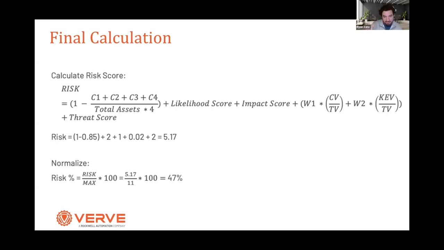Likelihood impact score, so again, inputs from the threat model exercises that we were running through. And then from a vulnerability perspective, putting weights on critical vulnerabilities and known exploits, and then bringing in the threat score. So essentially just showing how that works, but then finally normalizing that risk to determine an actual percentage of scale from 0 to 100 in this case.